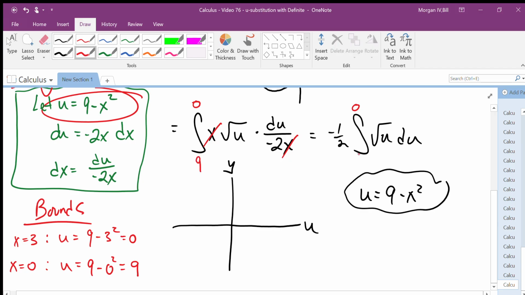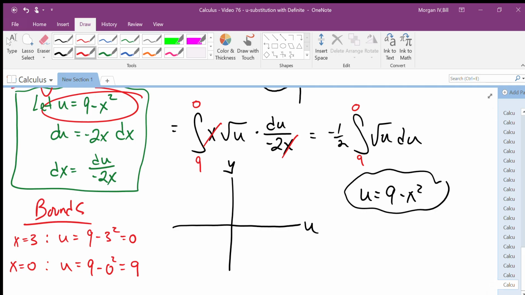A couple of things to note here. One, notice that we went from 0 to 3, 3 being bigger than 0. But because the 3 went to 0, the upper bound is 0 for u's, and the lower bound is 9. We don't automatically say, okay, 9's bigger than 0, therefore 9 is on top. Because 3 was on top, and it went to 0, then the 0 is the upper bound. Because x equals 0 is the lower bound, and it went to 9, then 9 is the lower bound.